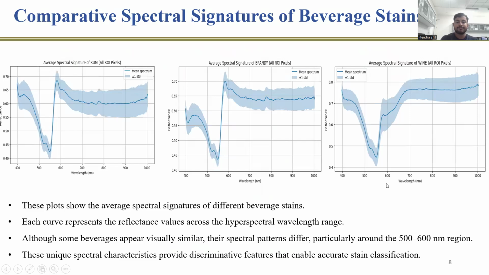From this plot, we observe the average spectral signature of the different beverage stains. Each curve represents the reflectance value across the hyperspectral wavelength range. Although some beverages appear visually similar, their spectral patterns differ, particularly around the 500 to 600 nanometer region. This unique spectral characteristic provides discriminative features that enable accurate stain classification.